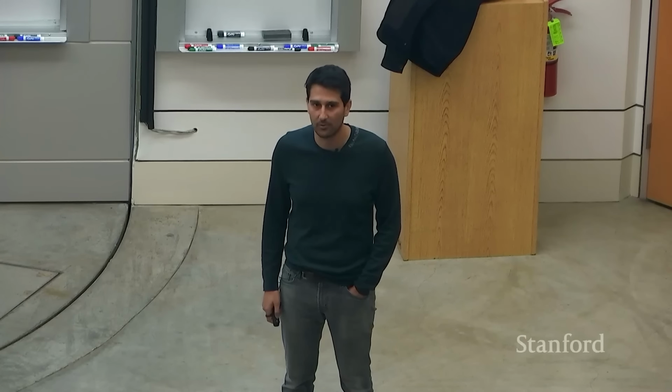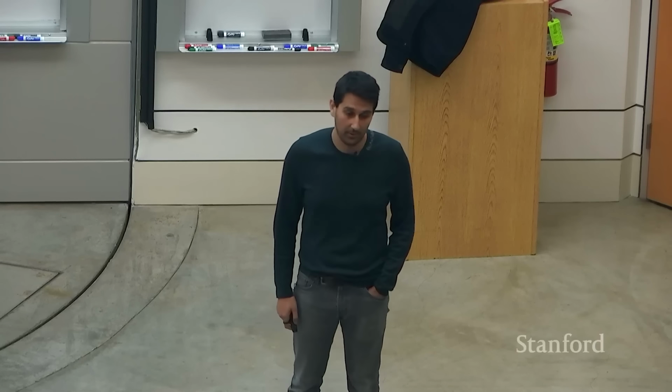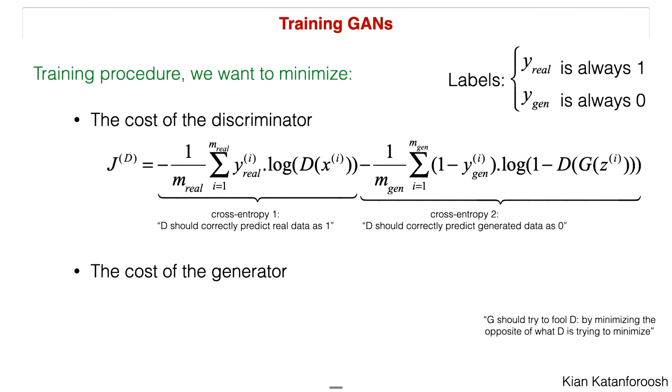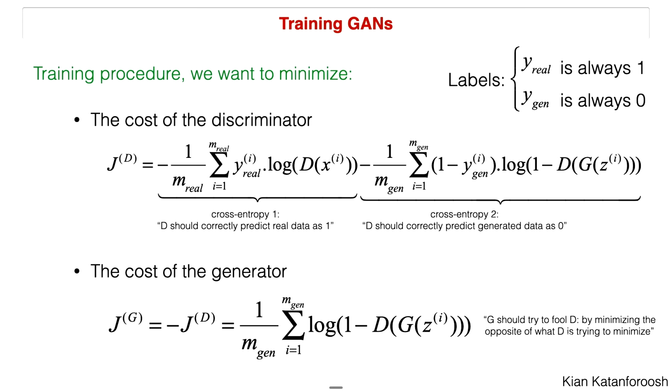Right. That's good. So, yeah, you're right. You want to essentially try to make the cost of the discriminator as bad as possible. You're trying to fool the discriminator. So actually, we will use the opposite of the discriminator loss.